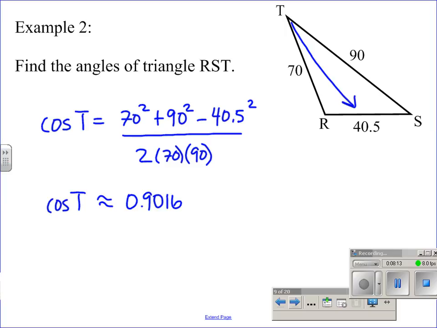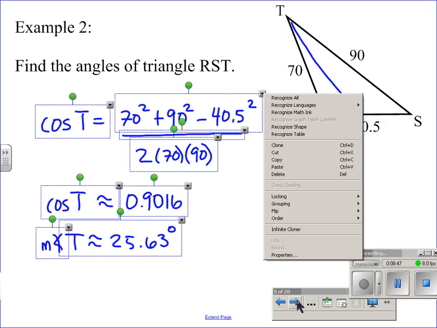Now, from that, we know we have to use our inverse cosine, or our arc cosine, to find the value of T, and make sure this is in degree mode because we're trying to find the measure of these angles in degrees. And once we do that, we find that T is approximately 25.63 degrees. Okay, so now we have the measure of angle T. So now that we have that, we're going to look to find measures of other angles.